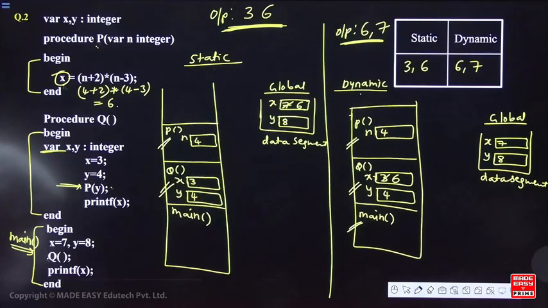Snehashish Bhumik, I explained very clearly. What is Snehashish? Okay, can you tell me why it is not 3-7 for static? That is what I told. What are you doing? You came late?